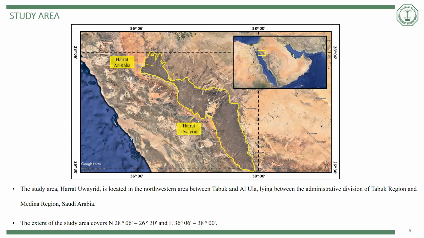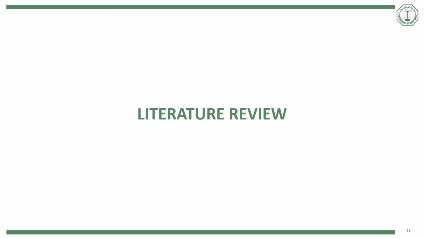From satellite images, we may observe that it seems that Harrat Uwayrid is one body with Harrat Ar-Raha, but from literature, it is mentioned that there is a division here, which is indicated by the yellow line in Al-Um area, which divides between Ar-Raha and Uwayrid. Therefore, Harrat Uwayrid is the southern section of the volcanic body.